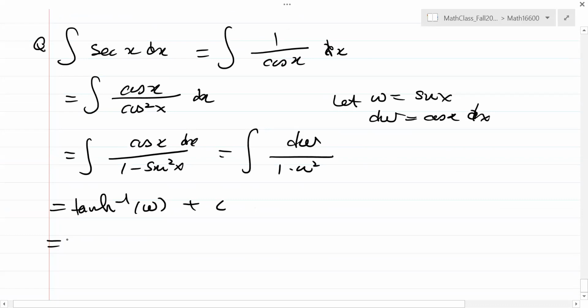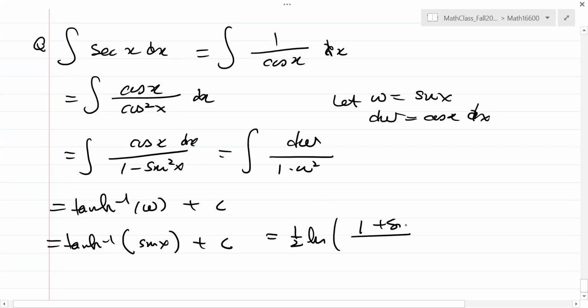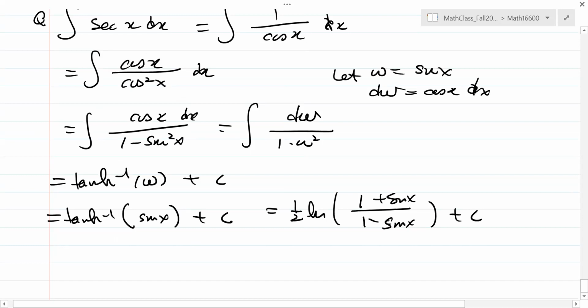Which is going to be the inverse hyperbolic tangent of sine x plus a constant. But the inverse hyperbolic tangent has another expression: half of the natural log of 1 plus sine x over 1 minus sine x. That's another expression. There are many expressions. We already know the elementary formula for the inverse of a hyperbolic function, so I can change that.